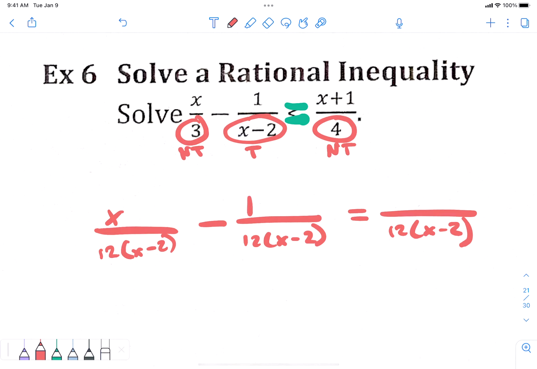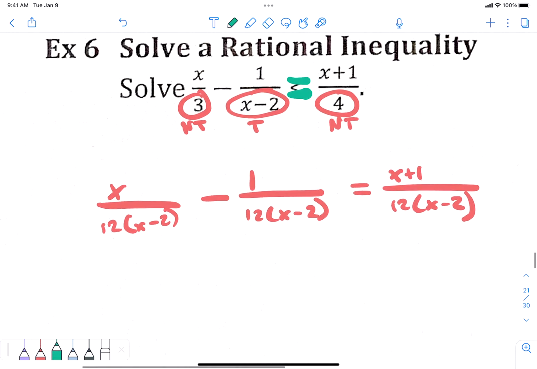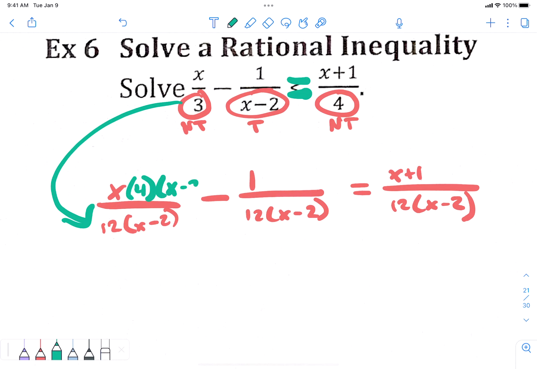x, 1, x plus 1. Here we go. What does he need? He needs to get to the denominator of 3 now. To get from 3 to 12, we need a 4 and an x minus 2.